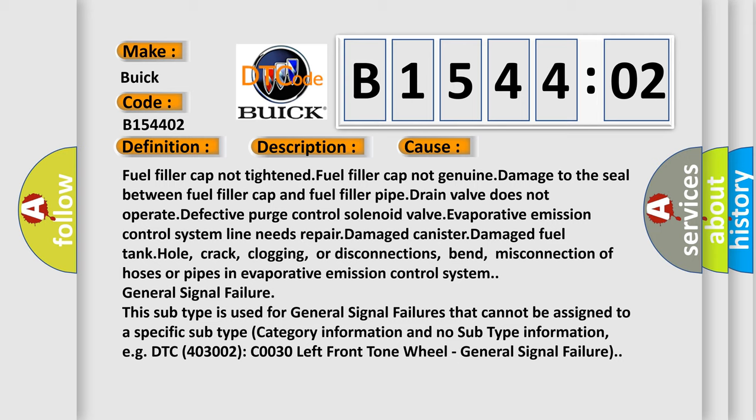General signal failure. This subtype is used for general signal failures that cannot be assigned to a specific subtype category, with no subtype information, e.g. DTC C0030-02, left front tone wheel, general signal failure.